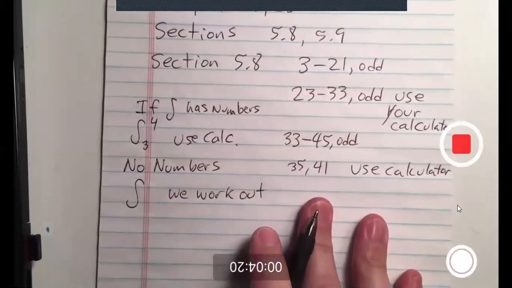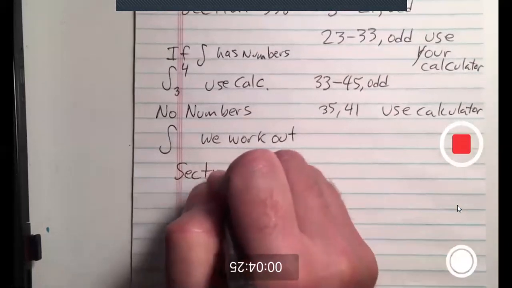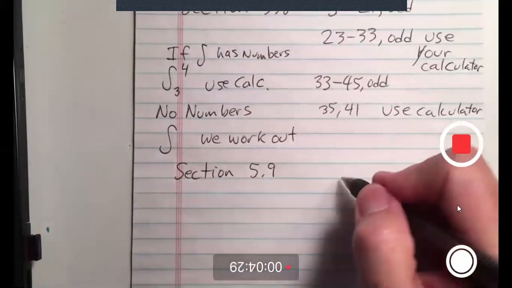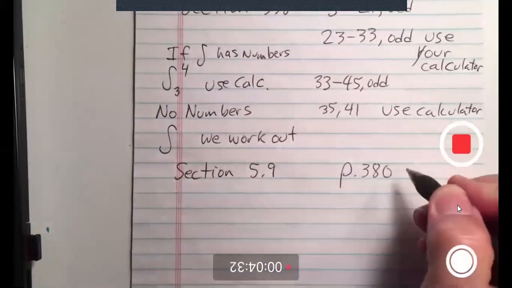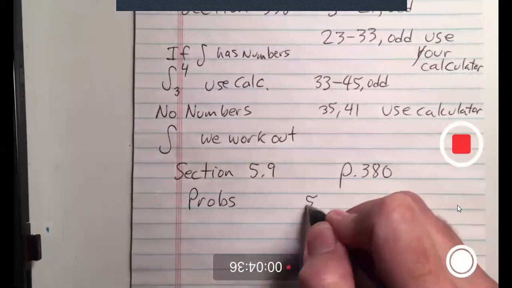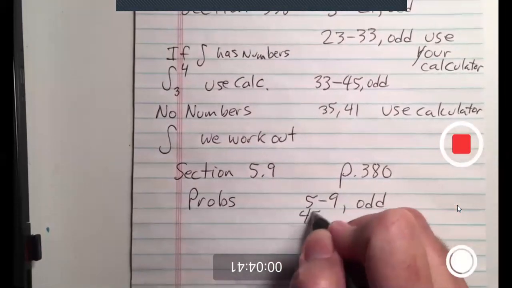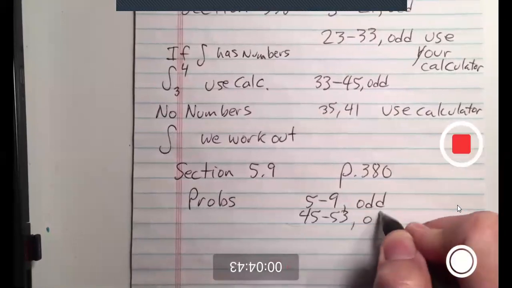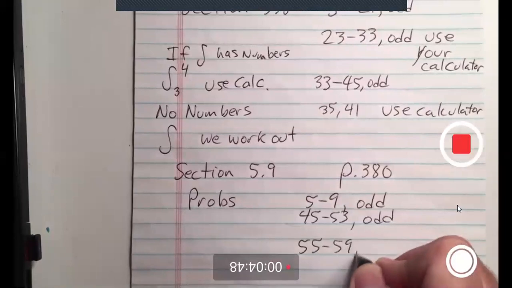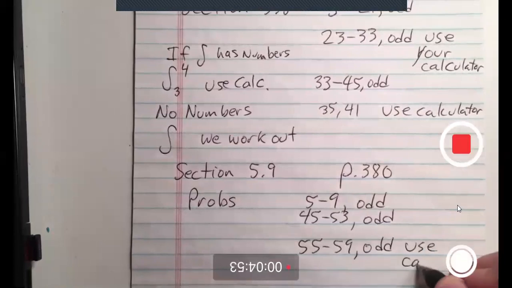Okay, let me give the assignment for section 5.9. It's on page 380. Problems 5 to 9 odd, 45 to 53 odd, and 55 to 59 odd. And on those you use calculator because they have numbers on the integral.